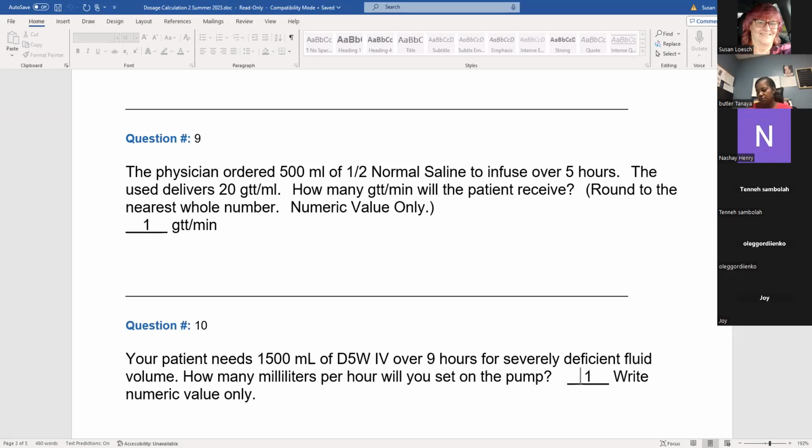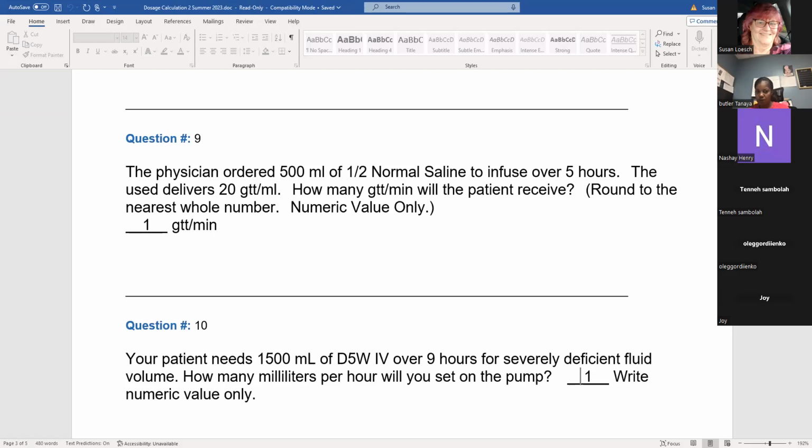How do you set your IV pump? We would convert the 5 hours to minutes. No, you wouldn't. How's your IV pump set? Is your IV pump set in mLs or minutes? Okay, your IV pump is set in mLs per hour, right? Yes. Okay, so this is what you need. Your total volume, you're going to divide it by time in hours.